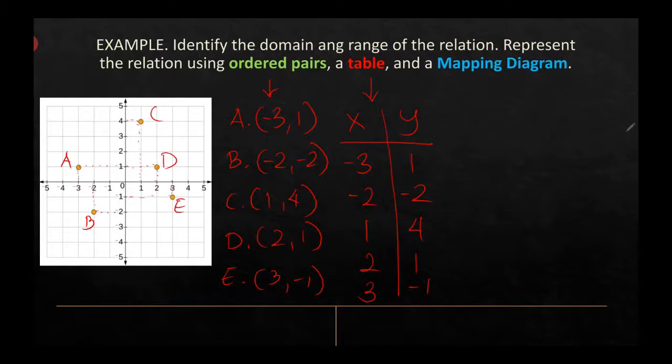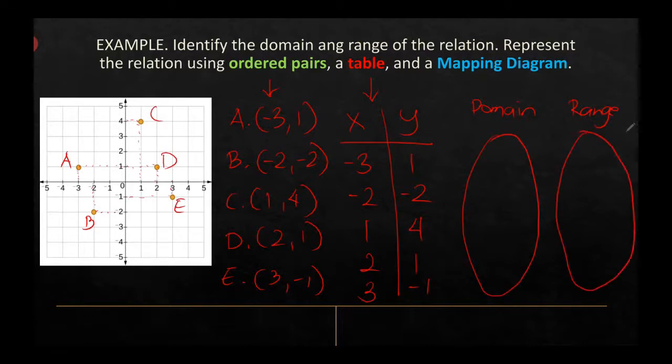Now, let's construct a mapping diagram that will represent this relation. Again, we need to construct circles that will represent the values of our domain and range. So, just construct two sets of circles here and list down the elements. So, we have negative 3, negative 2, 1, 2, and 3. Then we have 1, negative 2, 4, and negative 1. And we need to show their pairing or the lines.